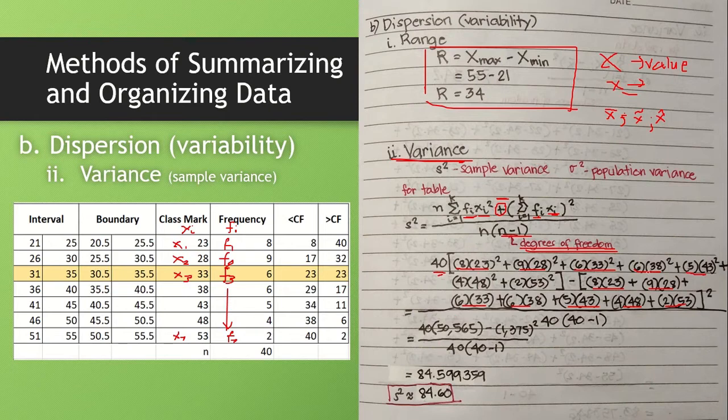Now if you will sum these values here, you'll get 50,565. These values on the other side, or terms or group, is 1,357. So multiply 50,565 by 40, subtract it by the square of 1,375, divide all of them by 40 times the quantity 40 minus 1, and you will get the exact value, which is 84.599359. Then we can round it off to 84.60. So for grouped data, our variance is equal to 84.60.